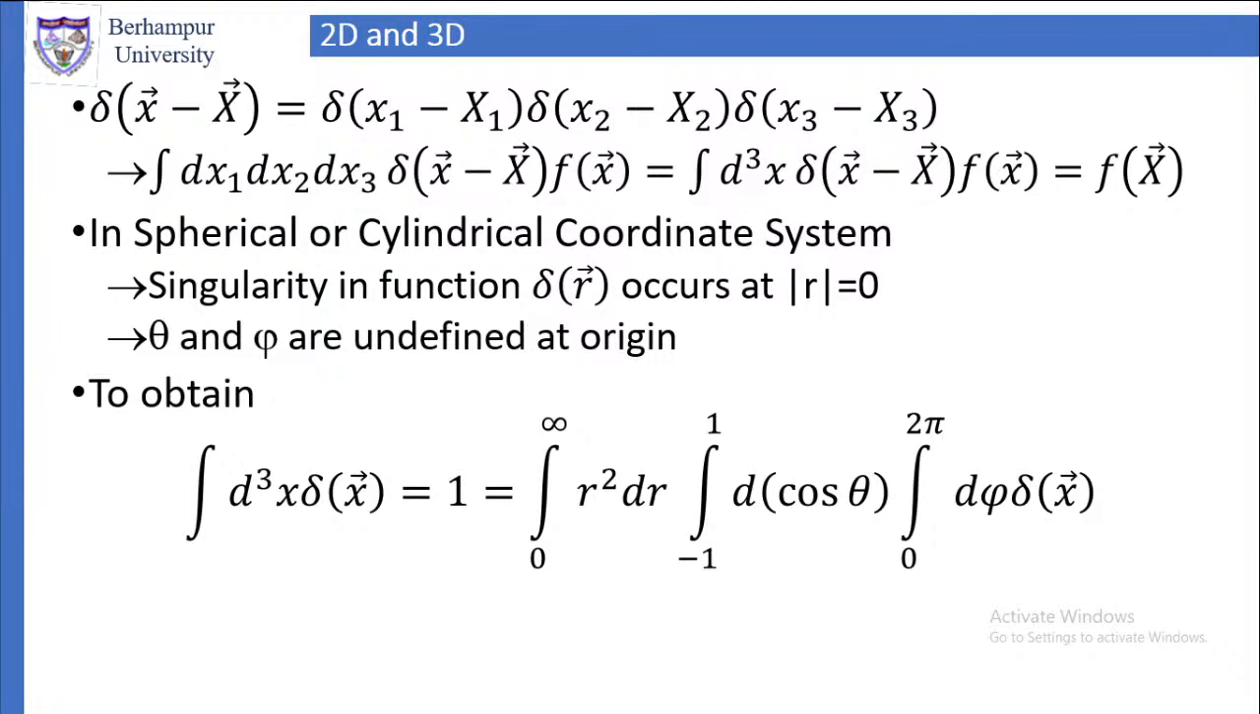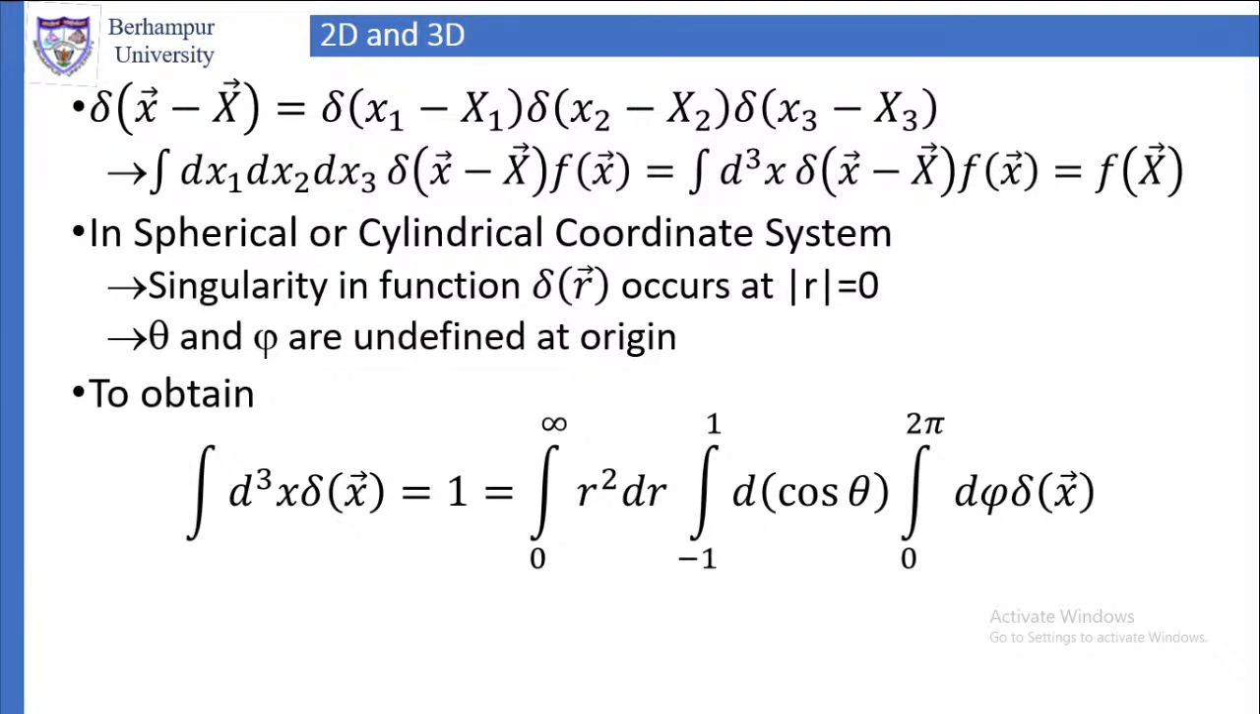Now in a spherical or cylindrical coordinate system, instead of the Cartesian coordinate system, the singularity in the function delta of r will occur at r equal to 0. Singularity means where it becomes infinity. For which value of r will it be singular? It will be singular when mod of r is equal to 0. Theta and phi, in the cylindrical or spherical coordinate system, are undefined at the origin. At the origin they are singular, they are not defined. Away from the origin you can define an angle, but exactly at the origin you cannot define an angle because there is no angle there.